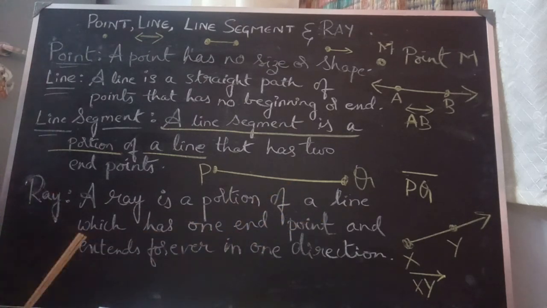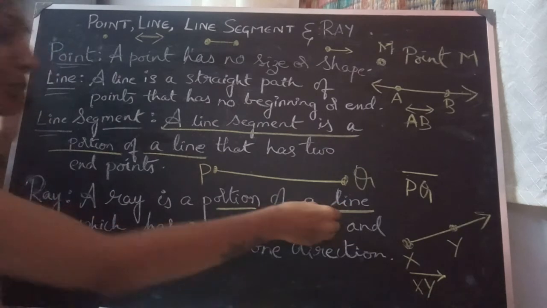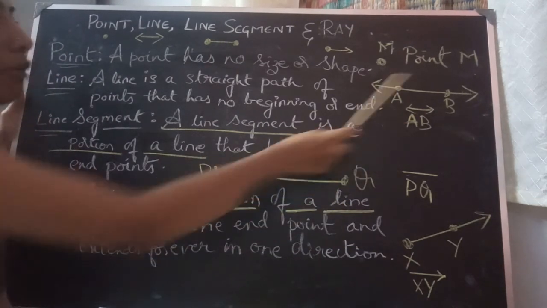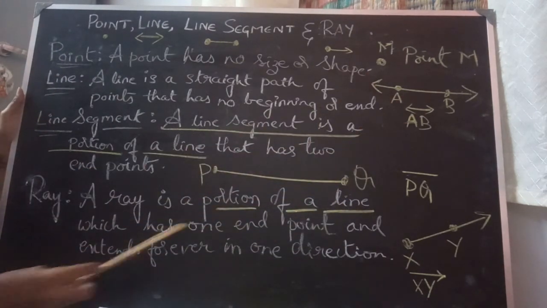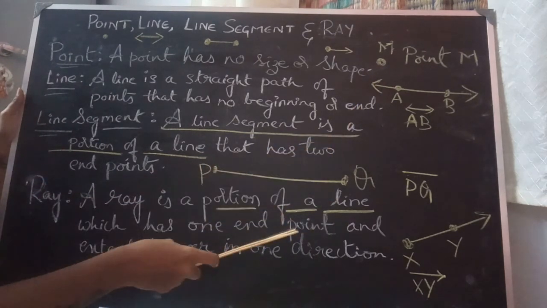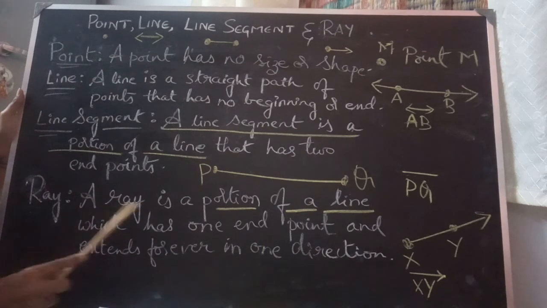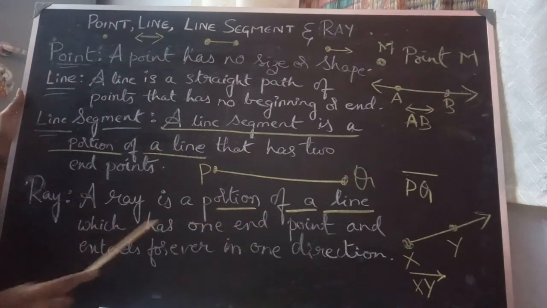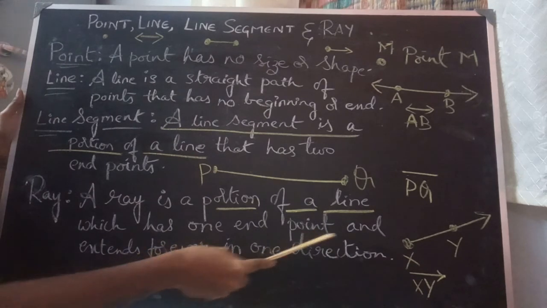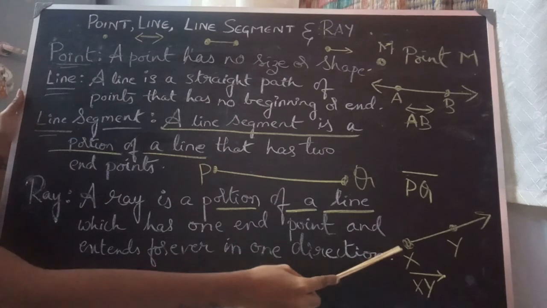Again, a ray is also a portion of a line which has one end point. But in a line we don't have any end points, right? So what is a ray? A ray is a portion of a line which has one end point and extends forever in one direction. See, a ray.